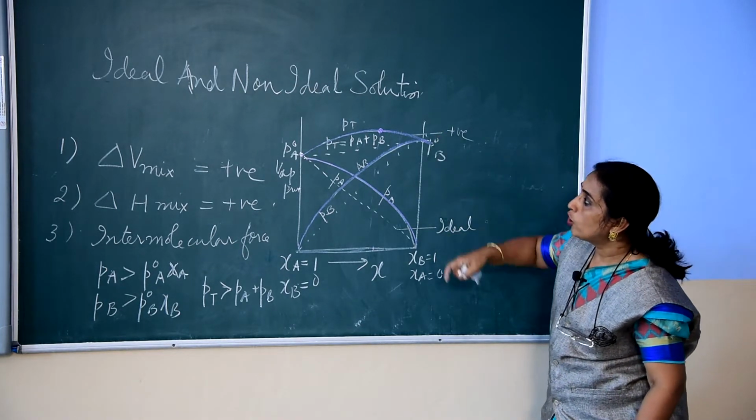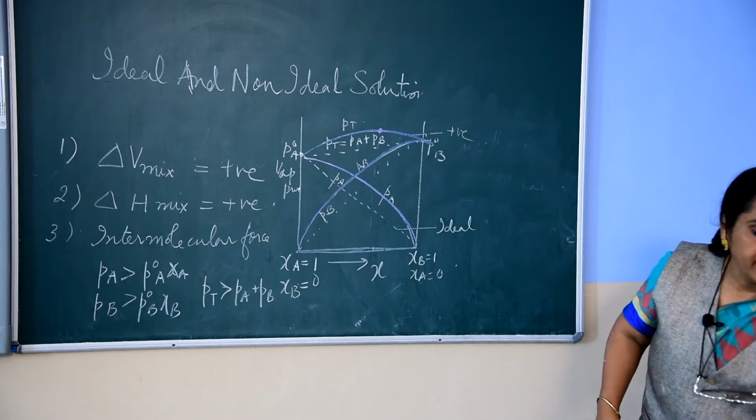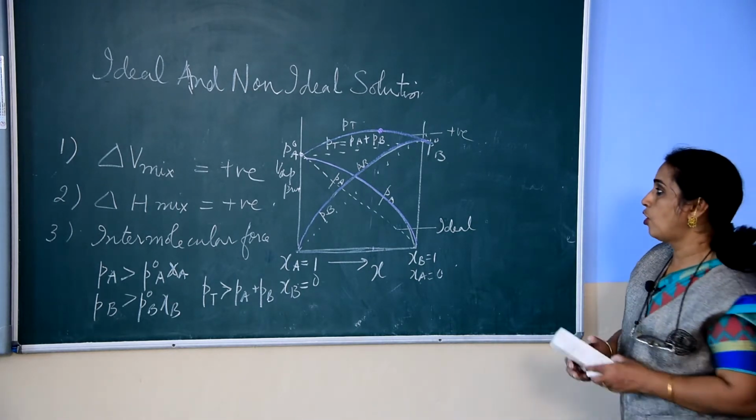Next we come to non-ideal solutions showing negative deviation from Raoult's law.